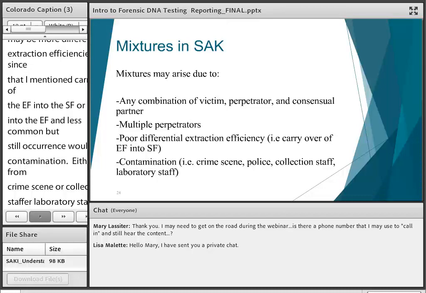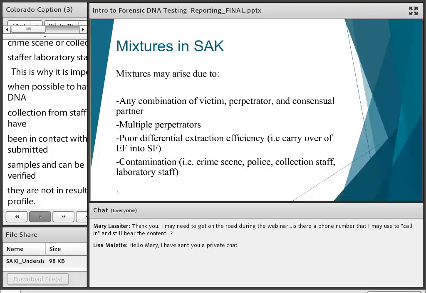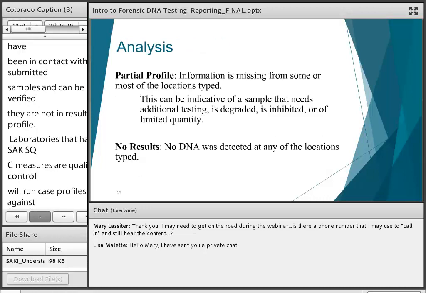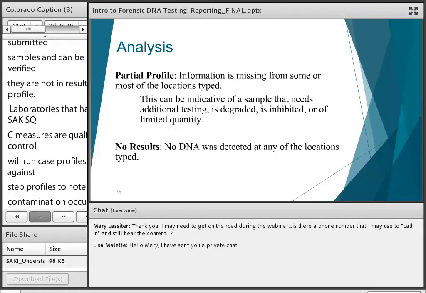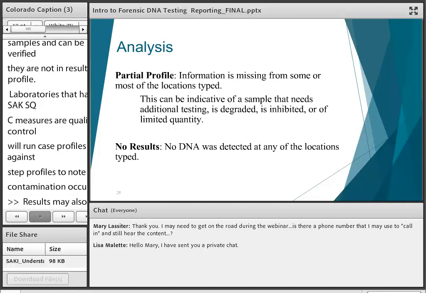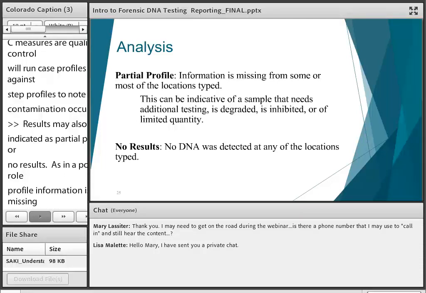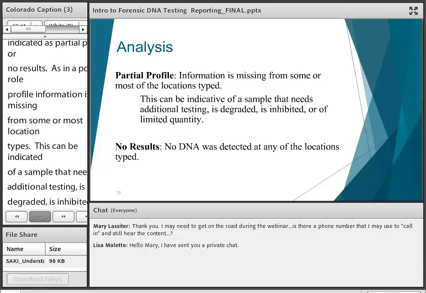Laboratories that have staff databases as QC, quality control, measures will run their case profiles against their staff profiles as a means to ensure that no contamination occurred. Results might also be indicated as partial profile or no results. In a partial profile, information is missing from some or most of the locations typed. This can indicate a sample that needs additional testing, is degraded, is inhibited, or is of limited quantity. No results just means that no DNA was detected at any of the locations that were typed.